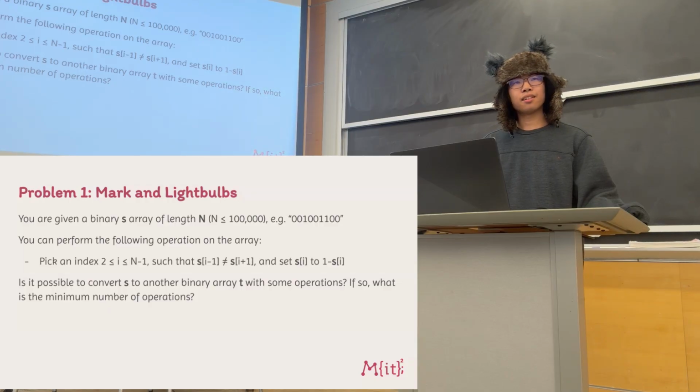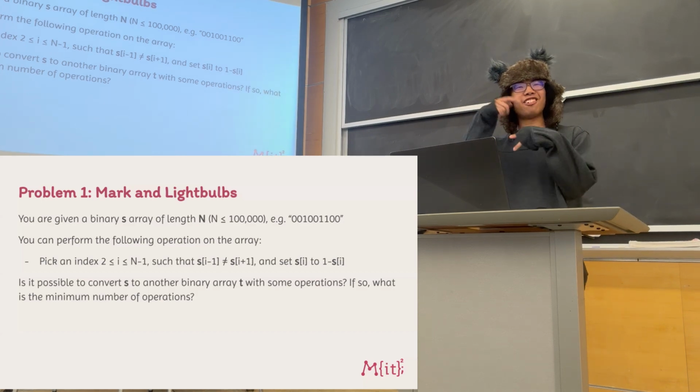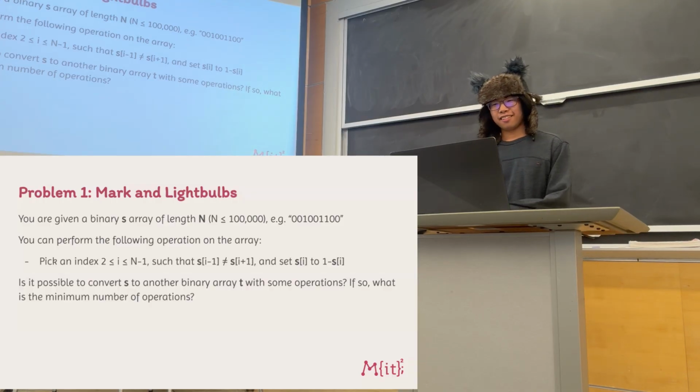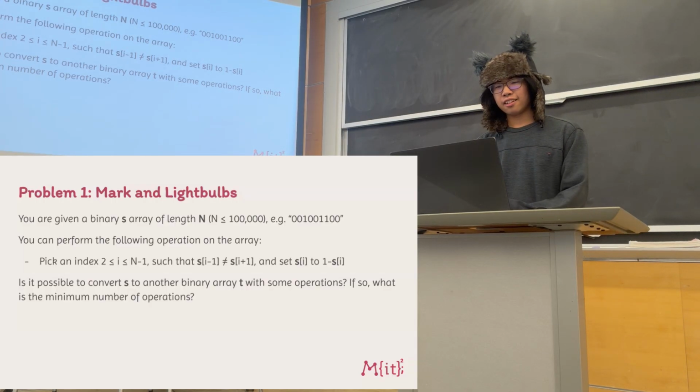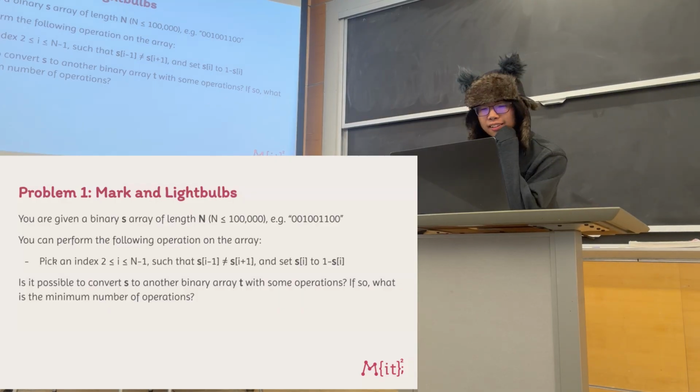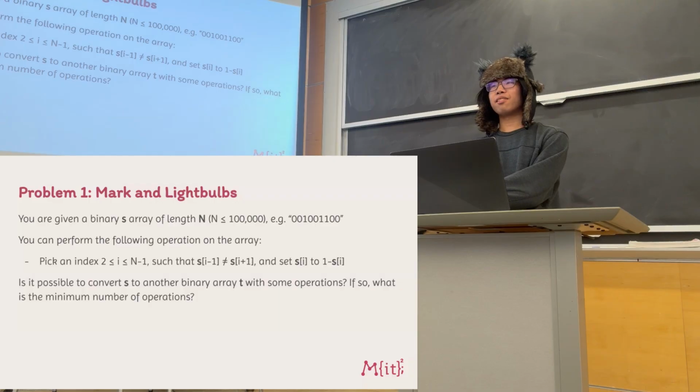So you're looking for an index where the one before and the one after are different, and then you flip the one at the index. Okay, is everyone done reading the problem?